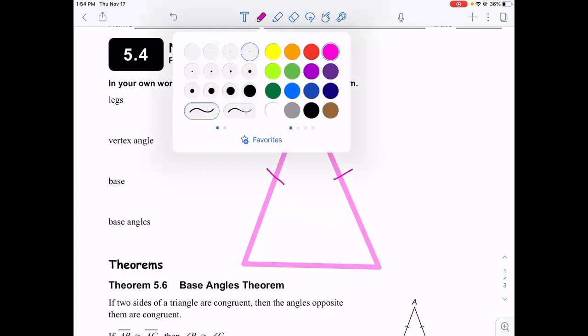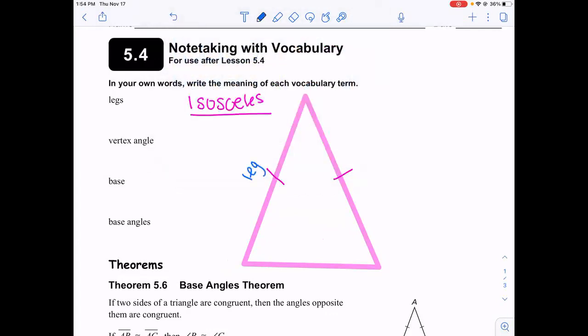We call these the legs. And this is the base.